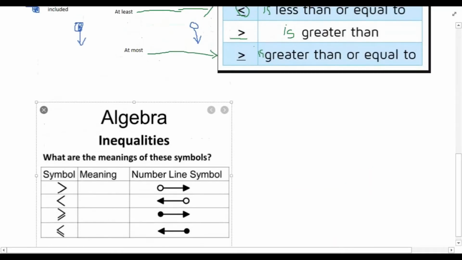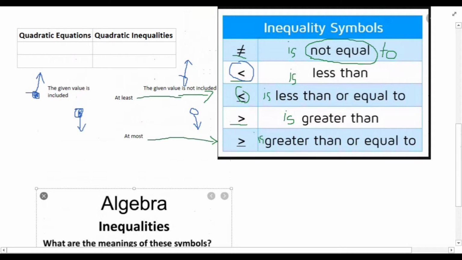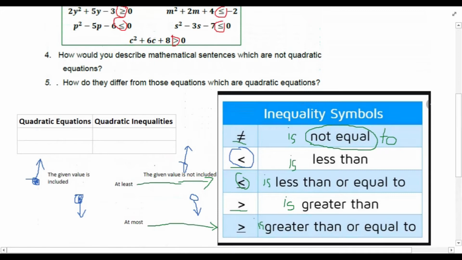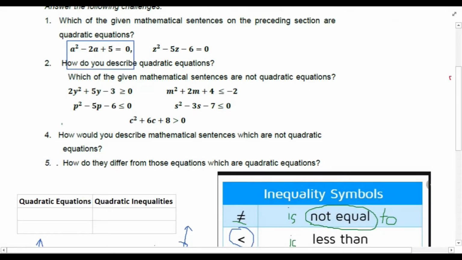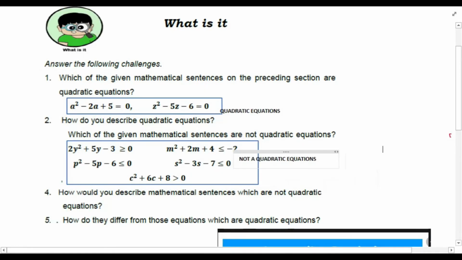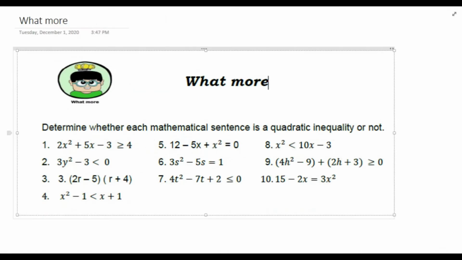So I hope it is clear for you about the inequality symbols and the meaning of those symbols, so that you will understand how to solve quadratic inequalities. So this one is a quadratic equation, and this one is not a quadratic equation, but it is called a quadratic inequality because the degree of the inequality is 2. I hope you understand that. If you have questions, just write down your comment below.